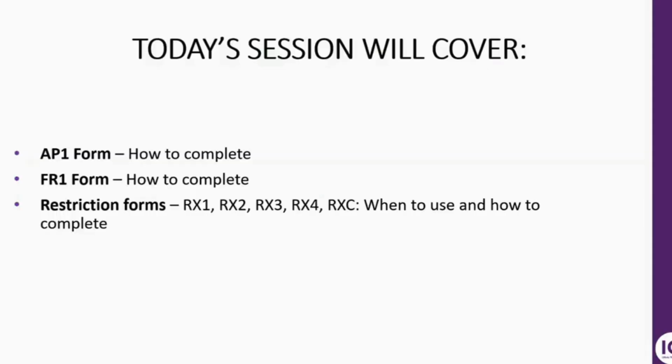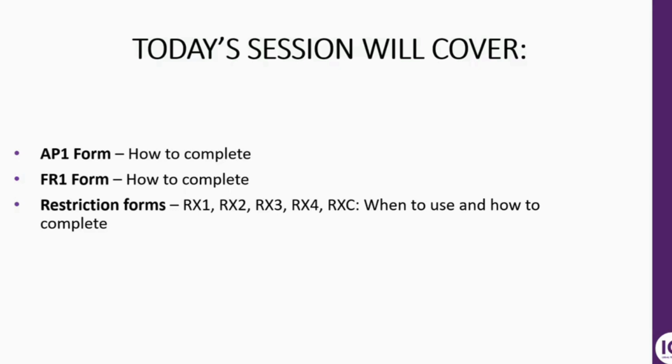We are going to be looking at land registry application forms, in particular the AP1 and the FR1 forms. We're going to look at how to complete all the panels correctly, and then we're going to be moving on to restriction forms. So we're going to be looking at all the individual restriction forms, the RX1, the RX2, 3 and 4, how to complete these forms in order to avoid unnecessary requisitions and what each form is specifically for.